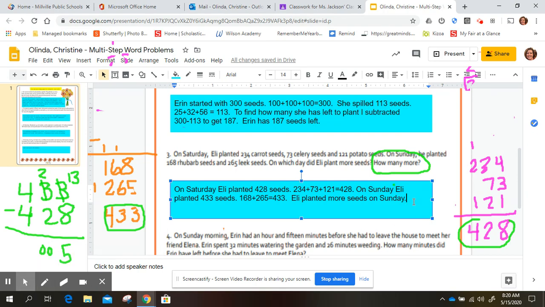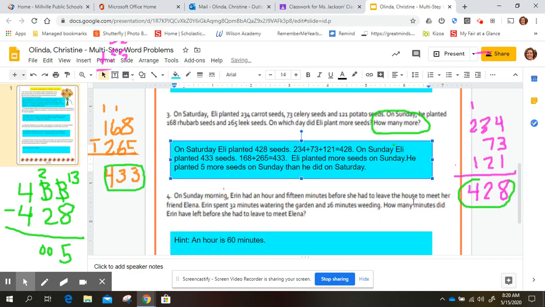The difference wasn't that much. He planted 5 more seeds on Sunday than he did on Saturday. There you go. All right, last one.